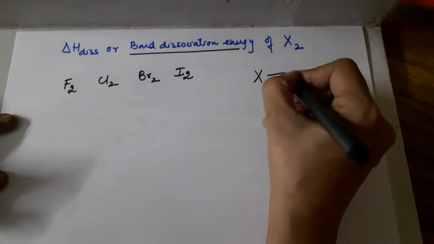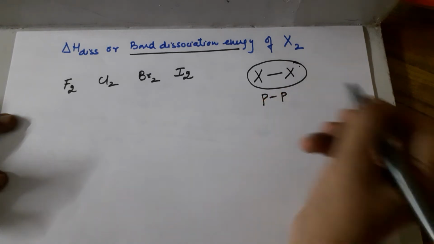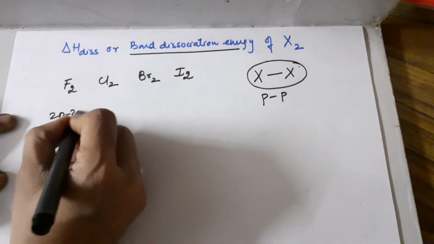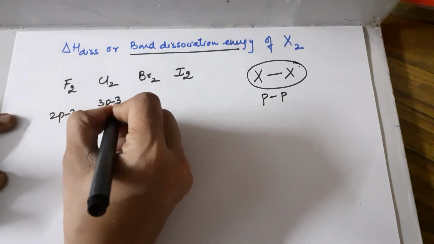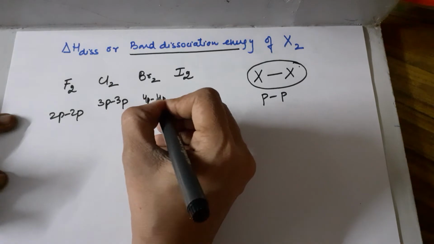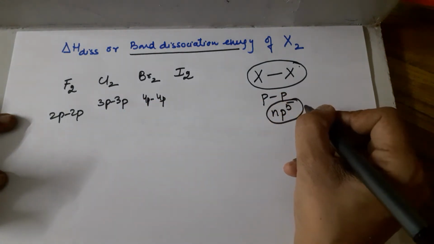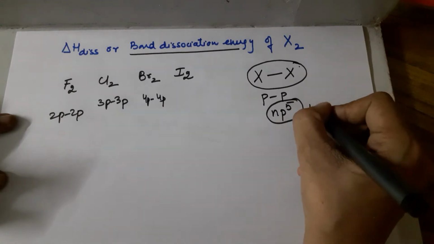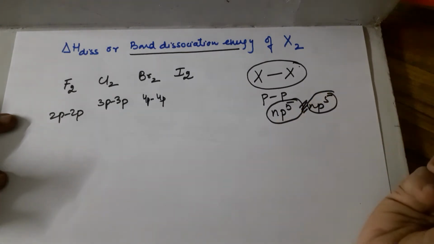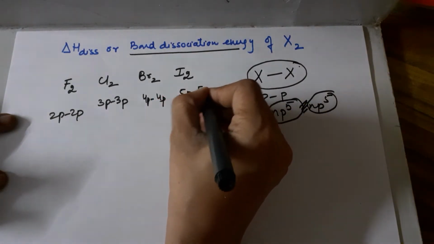Between two halogens you have a single covalent bond formed by p-p overlap. So when we talk about F2, it is a 2p overlap. Cl2, it is a 3p overlap. Br2, it would be a 4p overlap because you have an np5 and it has one electron less. So it overlaps with another np5 to form a covalent bond by overlapping of orbitals. Here you have a 5p overlap.